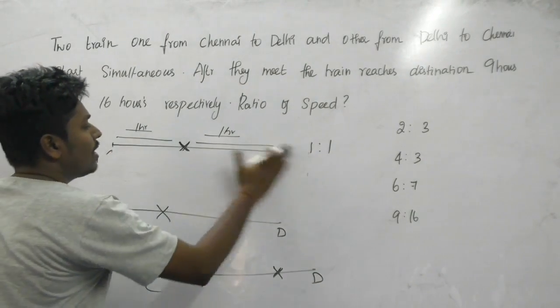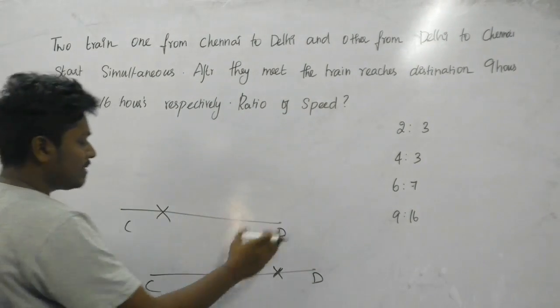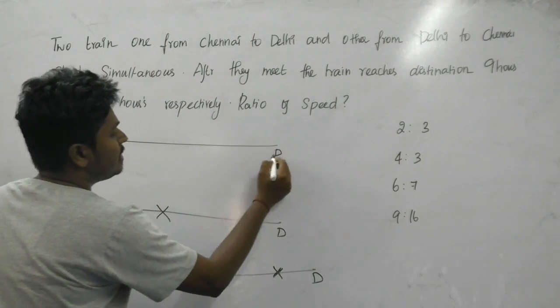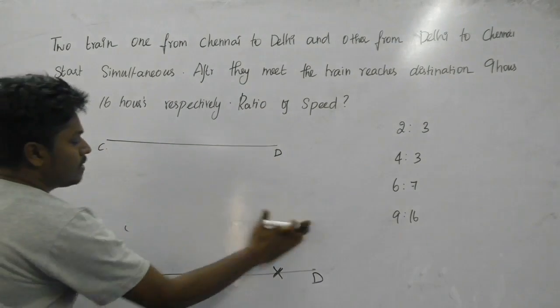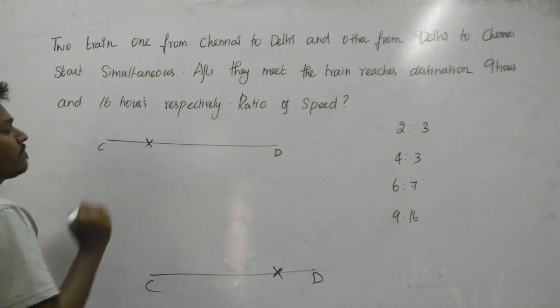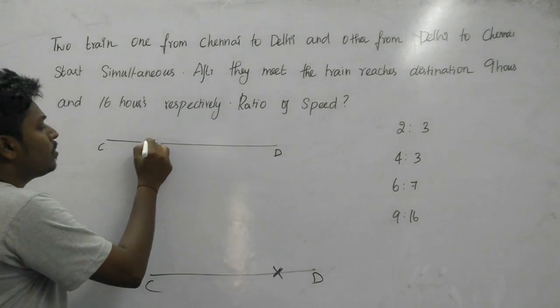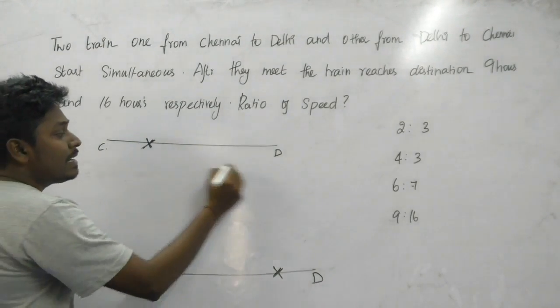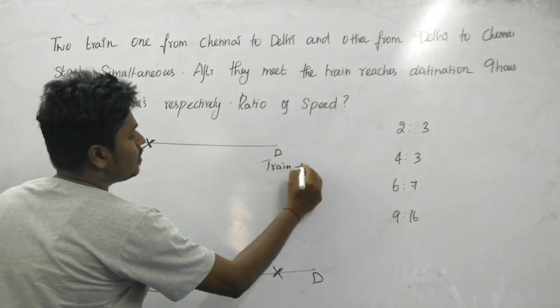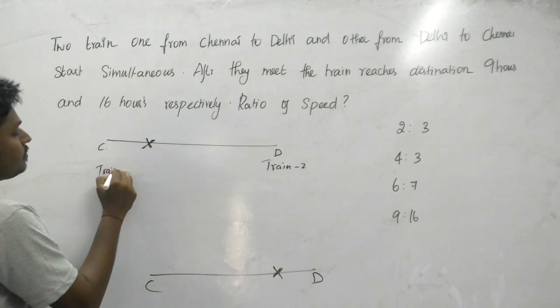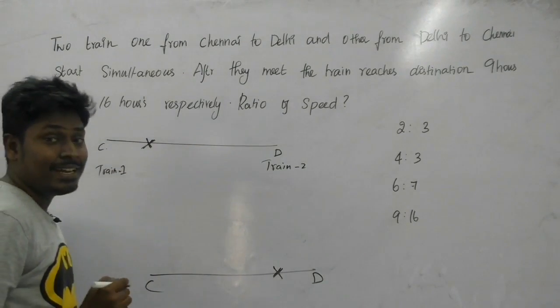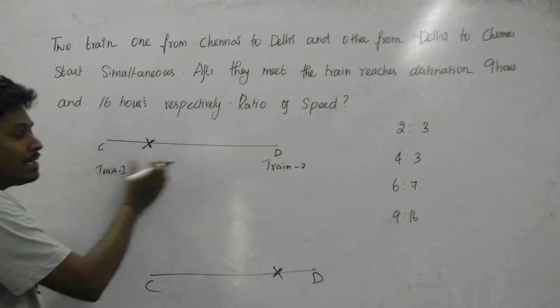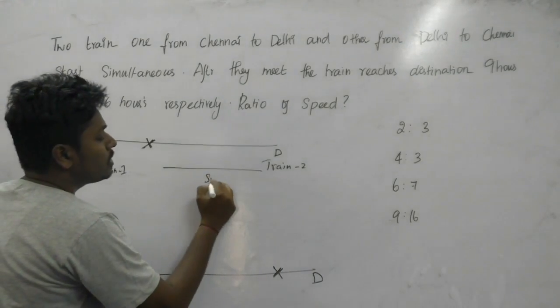We can go for the second concept. Just take here Delhi and Chennai. If both the trains meet here, this is train 2 and this is train 1. We can clearly say that when compared to train 1, what should train 2's speed be?